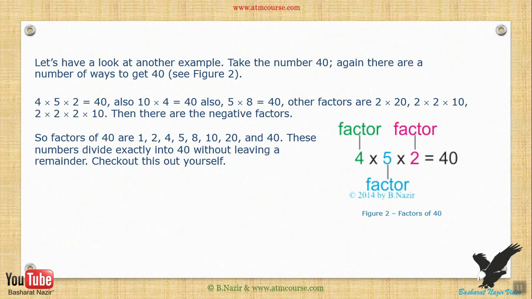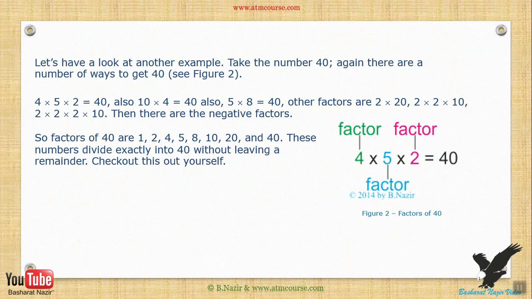Let's have a look at another example. Take the number 40. Again, there are a number of ways to get 40, see figure 2. 4 multiplied by 5 multiplied by 2 equals 40, also 10 multiplied by 4 equals 40, also 5 multiplied by 8 equals 40. Other factors are 2 multiplied by 20, 2 multiplied by 2 multiplied by 10, 2 multiplied by 2 multiplied by 2 multiplied by 10.